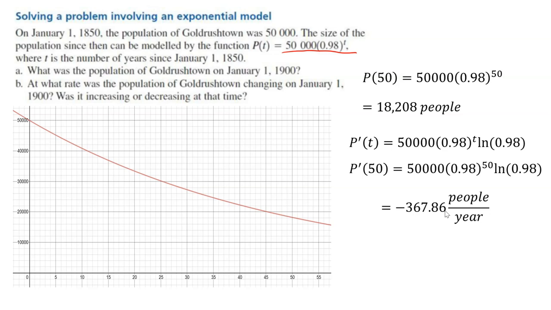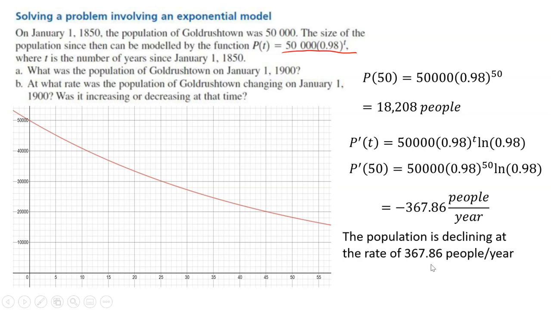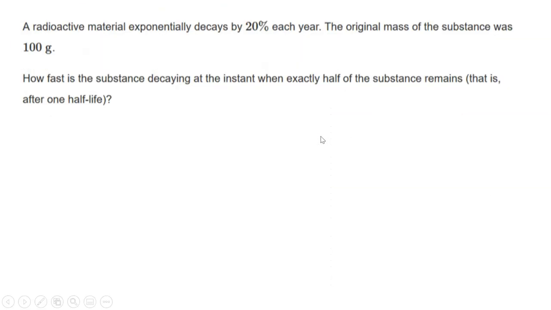Okay, so there's no 0.86 of a person. Before anybody points that out, let me just acknowledge that. You can't have 0.86 of a person. But it is showing you that based on the projection model, you are losing this many people per year at that point in time. Okay? So the population is declining at the rate of 367.86 people per year, unfortunately. Okay, so that gives you an idea of how we can use derivatives to answer questions about the rate of change of exponential functions. All right?